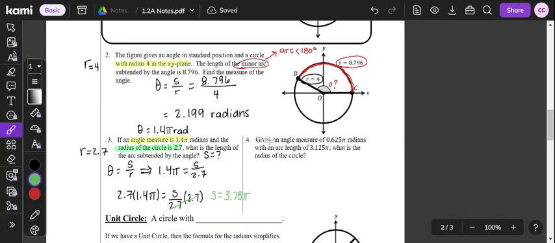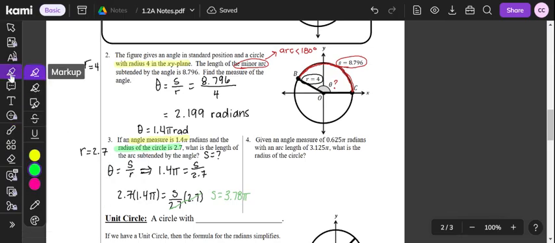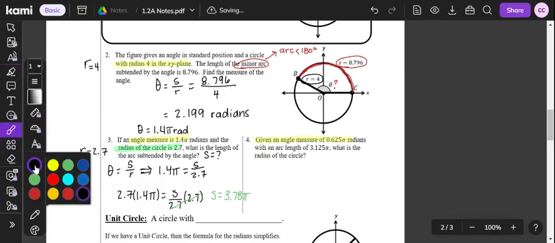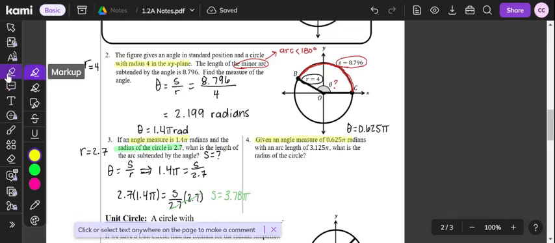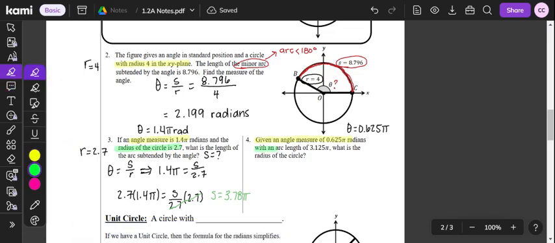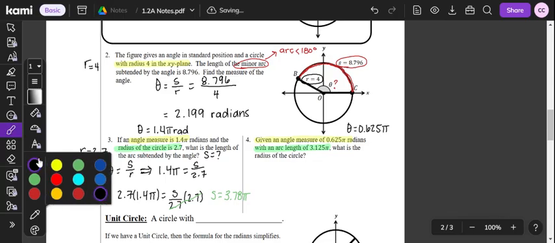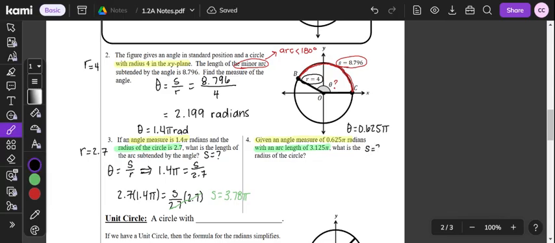All right, number 4. It says, given an angle measure of 0.625 pi radians with an arc length of 3.125 pi, what is the radius of the circle? Cool. I can label some things here once again. So angle measure, I know theta needs to equal 0.625 pi. Arc length, looks like this time I was given S. So arc length is equal to 3.125 pi. And I need to know what is the radius.